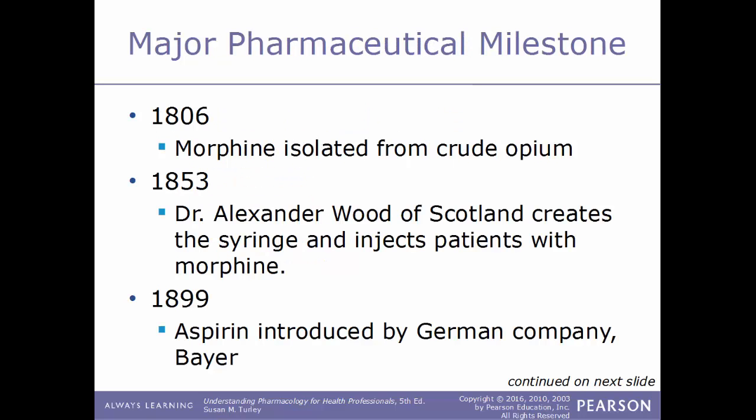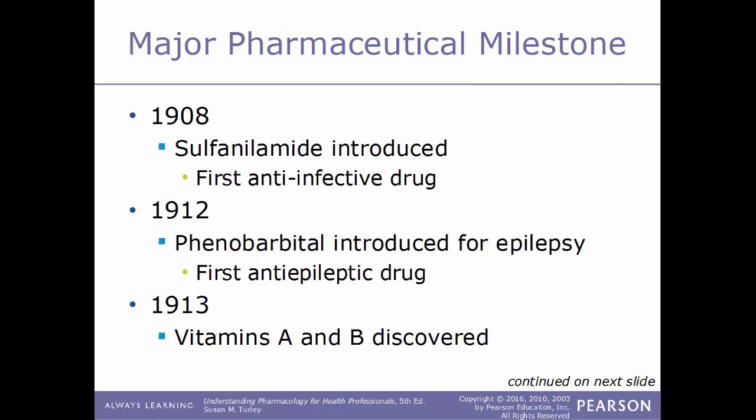Alright, next we'll talk about some major pharmaceutical milestones. 1806 is when morphine is first isolated from crude opium. 1853, Dr. Alexander Wood of Scotland creates the very first syringe and injects patients with morphine. 1899, aspirin is introduced by the German company Bayer. 1908, sulfanilamide was first introduced. It's the very first anti-infective drug. 1912, phenobarbital is introduced for epilepsy. It's the first anti-epileptic drug.